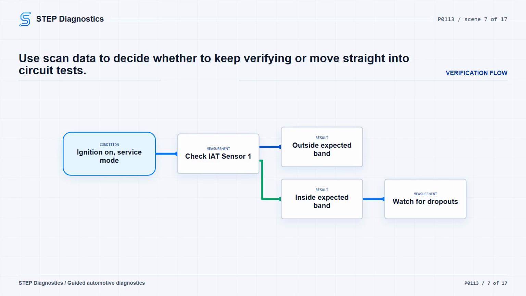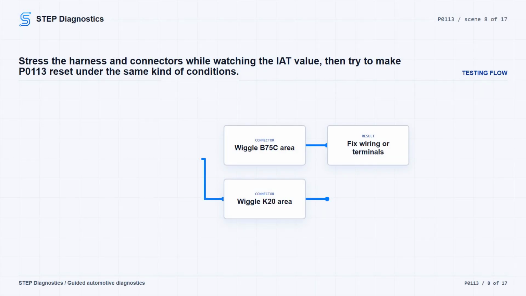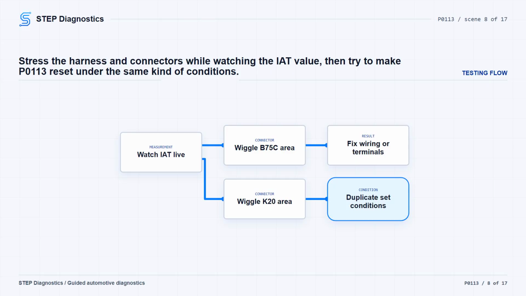While watching the parameter, wiggle the harness and connectors at the B75C multifunction intake air sensor and at the K20 engine control module. If the value spikes or drops out, repair the wiring, terminals, or connectors as needed. If the value stays stable, reproduce the operating conditions, including the captured conditions if they help duplicate the fault, and confirm whether P0113 resets. If it does not reset, the check is okay at that time. If it resets, move to circuit testing.